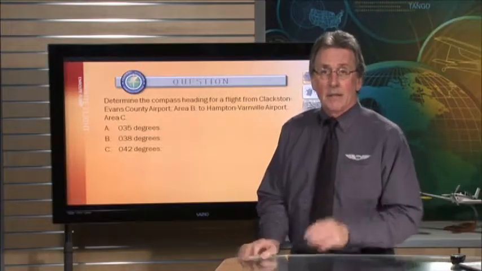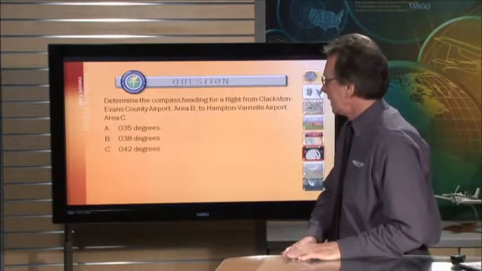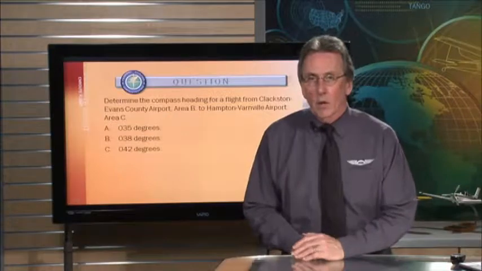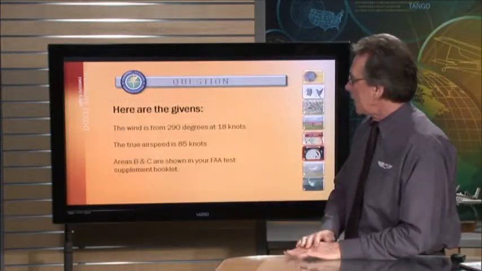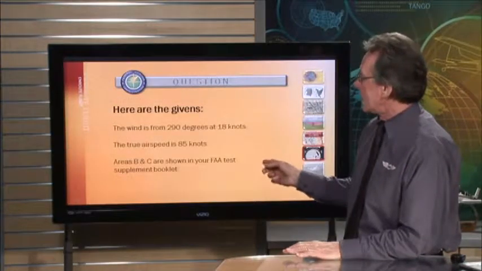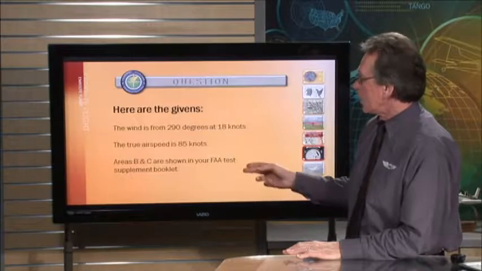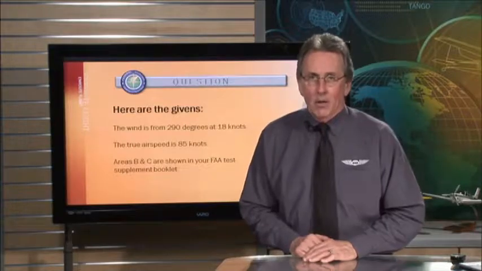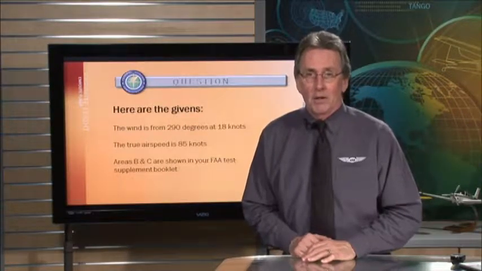Welcome back. Let's take time for another FAA test question. Determine the compass heading for a flight from Claxton Evans County Airport, Area B, to Hampton-Varnville Airport, Area C. Which of these three is correct? Let's give you what the FAA will give you for this question. The wind is from 290 degrees at 18 knots. The true airspeed is 85 knots. And of course, areas B and C are shown in your FAA test supplement booklet. Let's join Josh back in the classroom as he solves this problem for us.